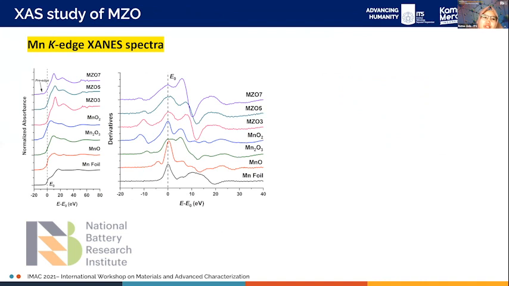I will begin first with manganese zinc oxide, and here is the manganese K-edge XANES spectra, in normalized absorbance, and the right part here is the derivative. We are using four standard references: manganese foil, manganese oxide, Mn2O3, and manganese dioxide. If we look at this spectra, we can easily know that our samples, MZO with different concentrations 3, 5, and 7, are quite similar. The features are quite similar to manganese dioxide.